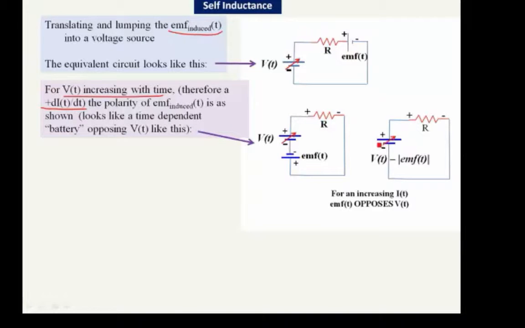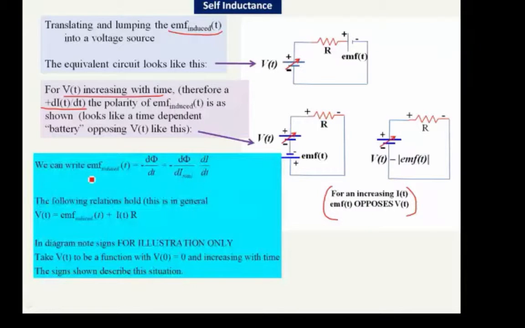The basic idea then is that you have a potential, which is the difference of these two quantities here, reduced so that you get less current through the resistor. And don't forget, for an increasing I(t), the EMF must oppose this change in V.